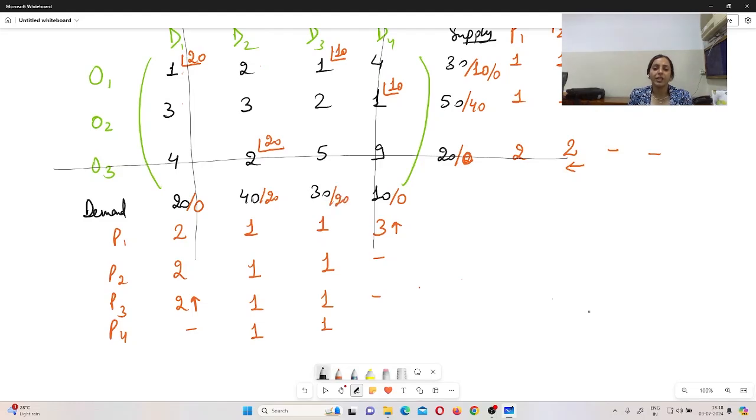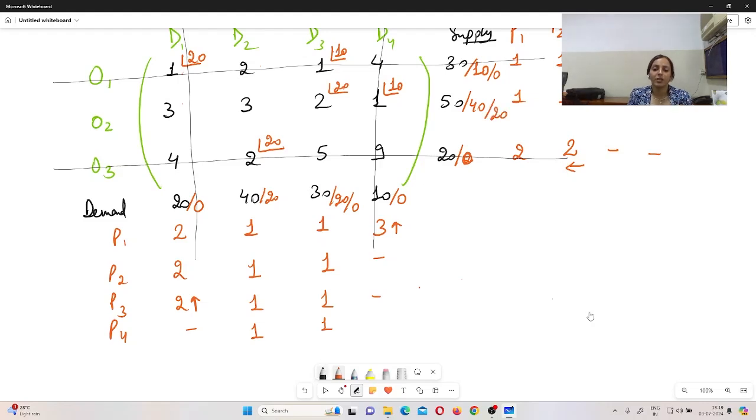Now, as we have given the 10 to O1 D3, my O1 is also done up, so it's been deleted. Now remaining only 2 points, that is 3 and 2. We will try to give the maximum allocation to the least cost first. Then the least cost is 2. How much allocation can we give to this? That is 20, right? So this value is again 0 and this one is remaining 20.